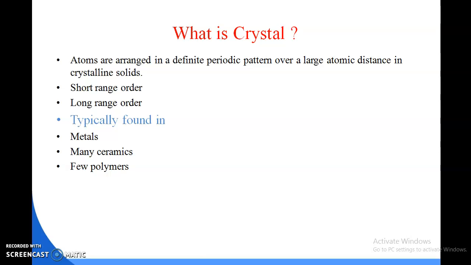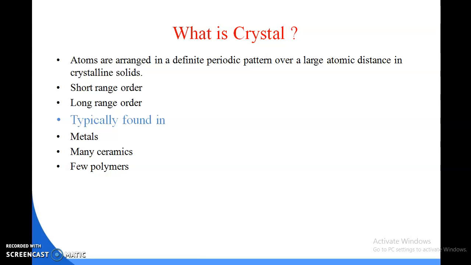Here we have to know what a crystal is first of all. Atoms are arranged in a definite periodic pattern over a large atomic distance in a crystalline solid. First is short range order and another one is long range order. In a simple definition, a small piece of a substance that has many sides and is formed when the substance turns into a solid, a clear mineral that is either colorless or very light in color and that is used in making jewelry. This is called the crystal.